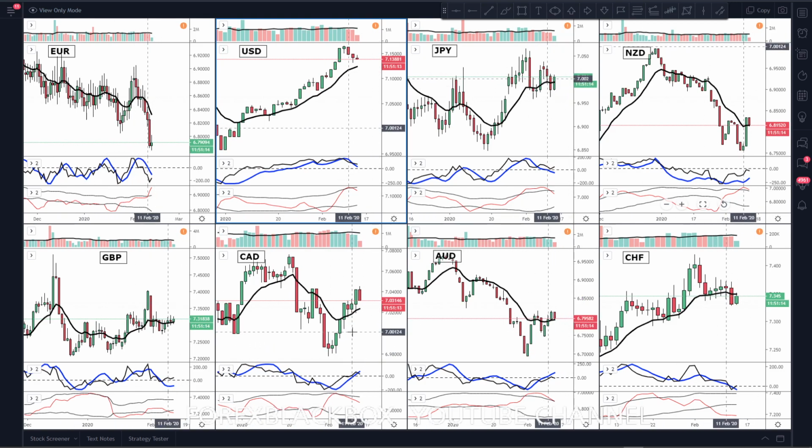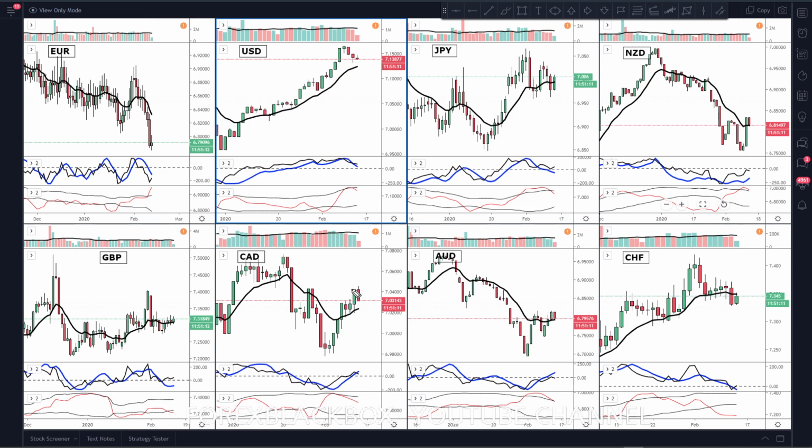CAD is affected by oil, but it went up yesterday and is coming back down again, and we are above the moving average.